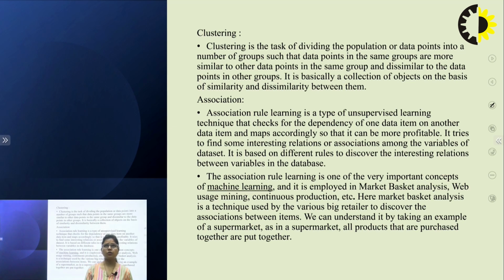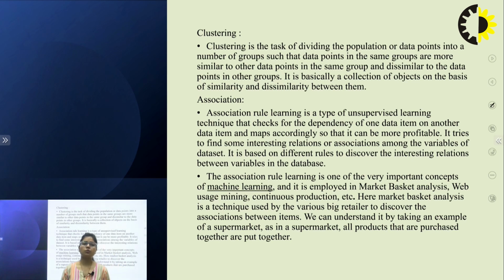Basically, in association, for example, we buy something from Myntra or any website. The data is stored by the site, and after that, related to that particular product, the site gives some suggestions that we need to buy this and this. This is called association rule. All these sites use machine learning algorithms to predict our preferences. This is called association rule.